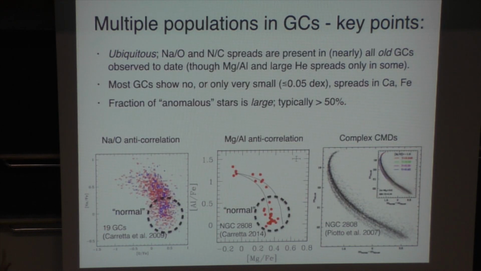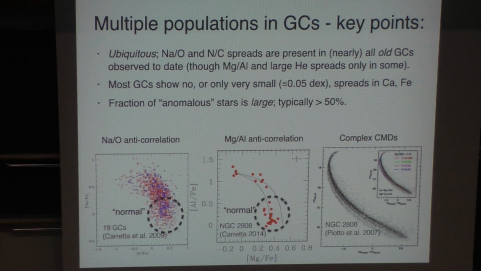Just to summarize here, what are the key points about multiple populations in globular clusters? They are seen everywhere, certainly the sodium-oxygen and nitrogen-carbon anti-correlations. That's practically every cluster that shows this. And some clusters show magnesium-aluminium anti-correlations as well, and a large helium spread. On top of that, they then show very little spread in heavier elements like calcium and iron, typically within the measurement errors, which are of this order of magnitude here. And then the anomalous fractions are very high.